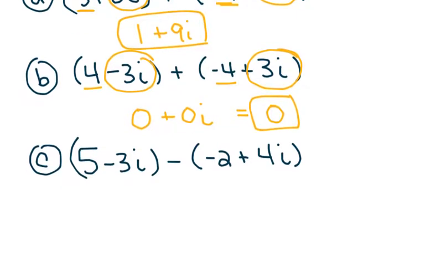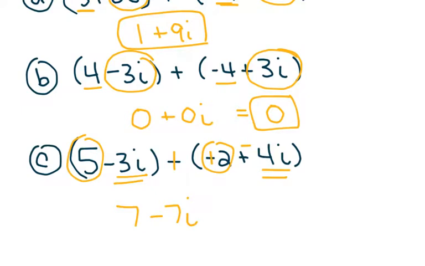Subtracting, you just have to be a little bit careful about. In Algebra 1, one of the ways you may have learned to do this was to make this a plus sign and change the signs of the second parentheses. That is an acceptable way of doing it. You can go, okay, now I can go 5 and 2 is 7. And negative 3 and negative 4 is going to be negative 7i.